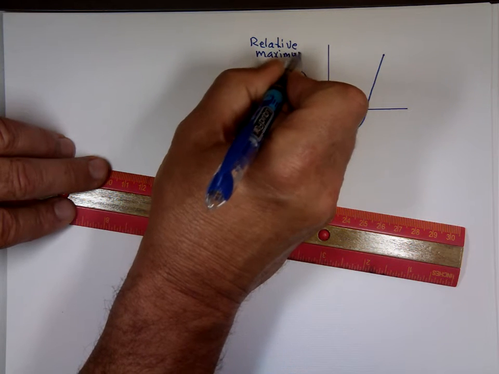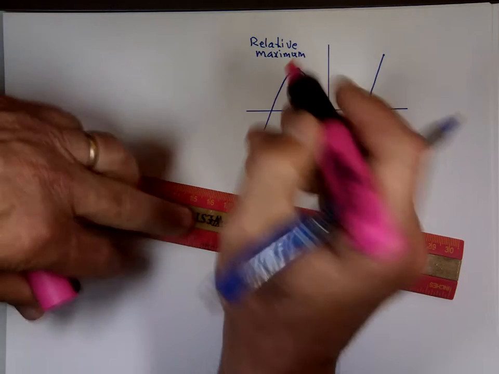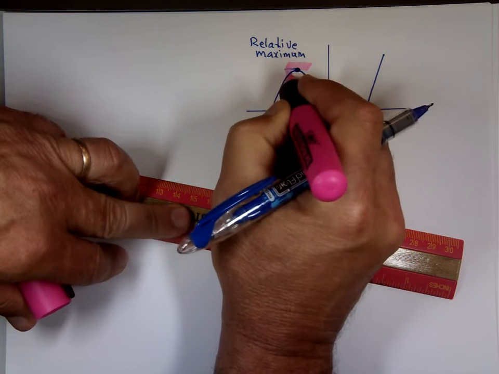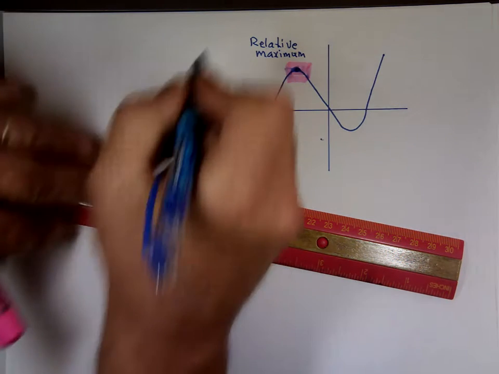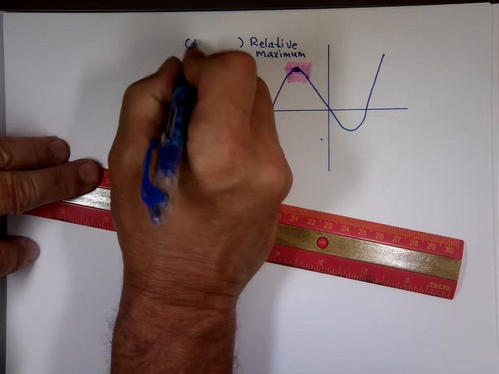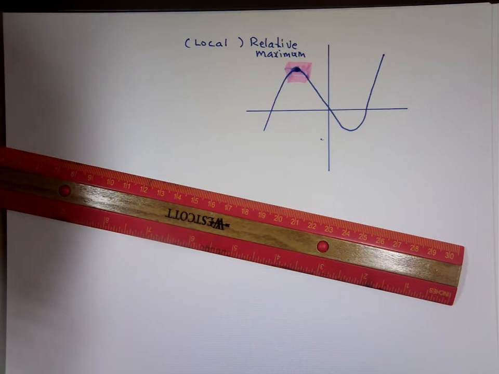There is no absolute maximum, if the graph keeps going to infinity. But in a neighborhood, where's my highlighter? If I pick an area around this, just a little section around it, isn't that the largest y value in that neighborhood? So that's why it's called relative maximum. Some books will call it local instead of relative. I mix and match, you know.